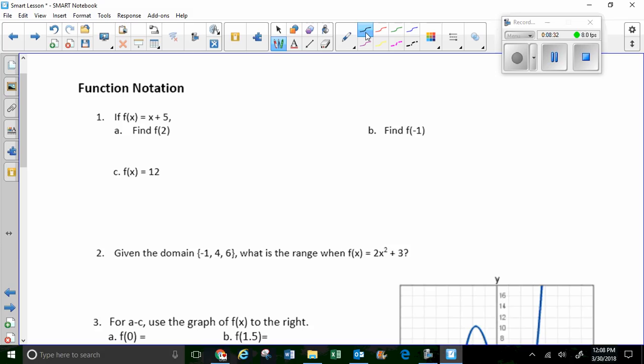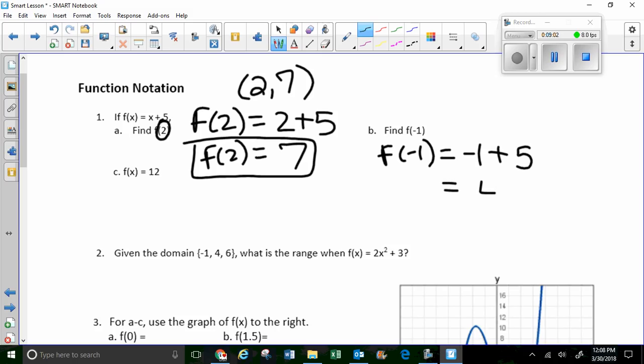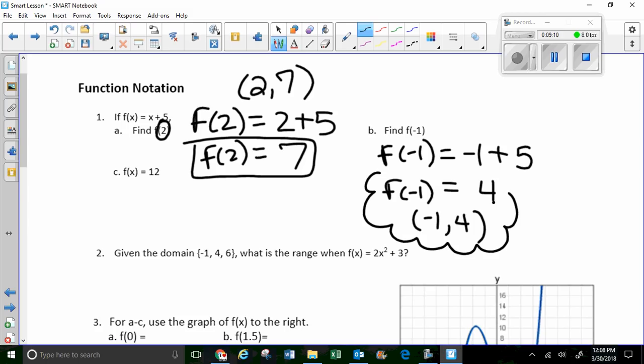So for number 1, it says if f of x equals x plus 5, find f of 2. So remember, this is an input, so I'm going to take x and replace it with 2. So f of 2 is going to be 7. And you can write that as an ordered pair as well, (2, 7). B, it wants me to do a similar thing, but this time x is -1. So I'm going to replace x with -1, and I'll get 4. So f of -1 equals 4, or an ordered pair of (-1, 4).